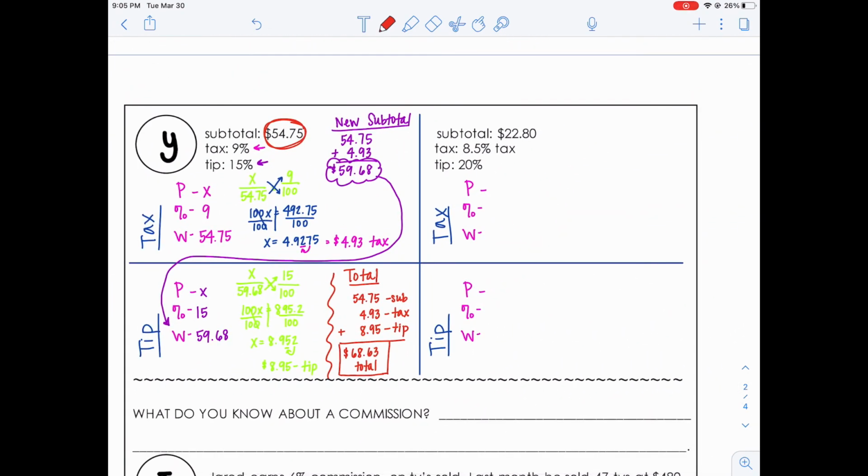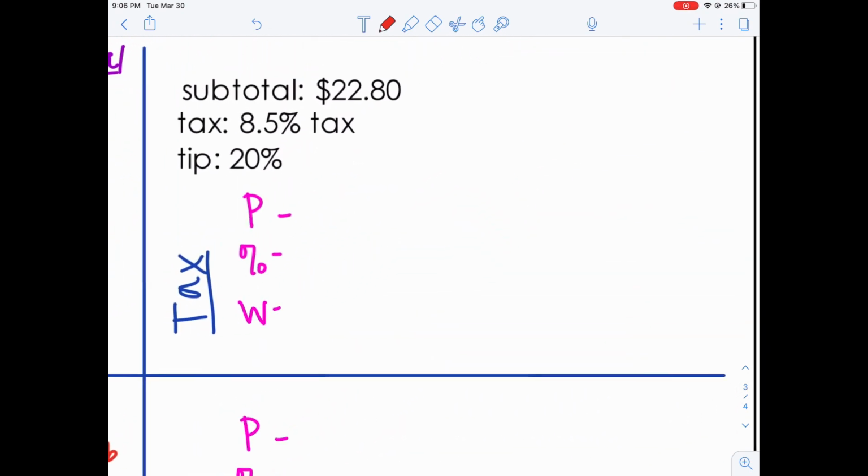Moving on to my second one. The subtotal is $22.80. That's my whole. I'm doing the tax, so I'm looking at the percent for the tax, which is 8.5%. I do not know the part, it's X. Putting in my percent proportion, X over $22.80 equals 8.5 over 100.